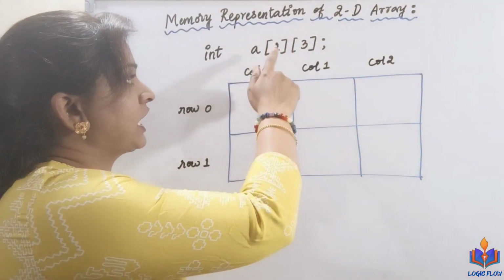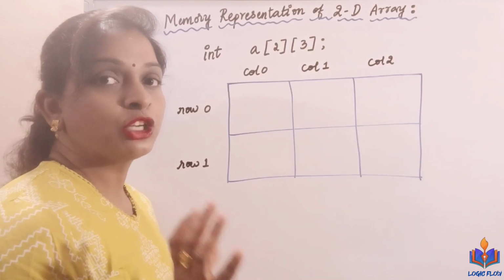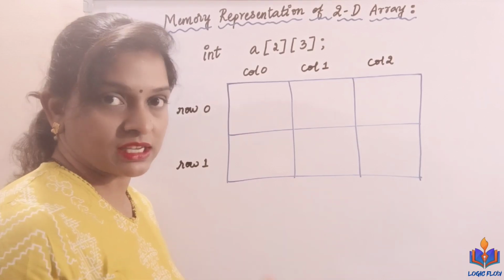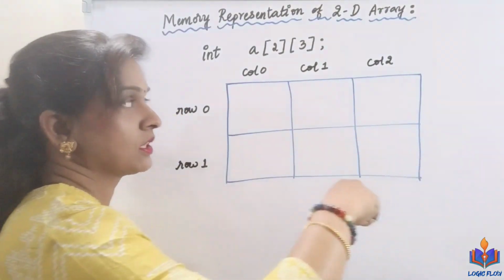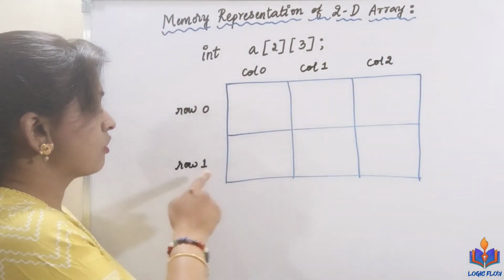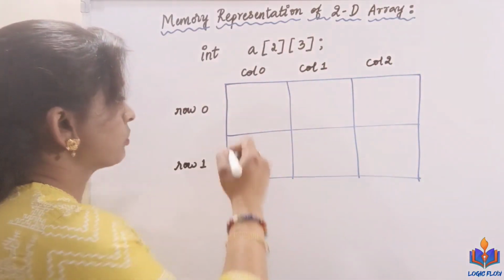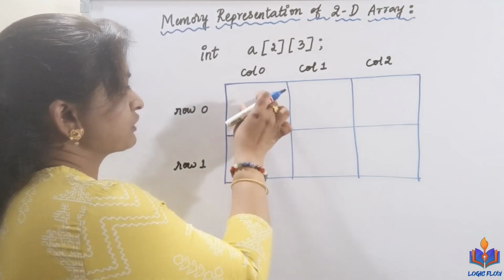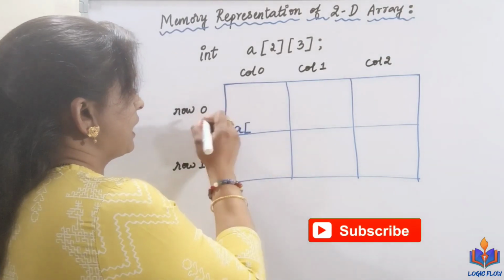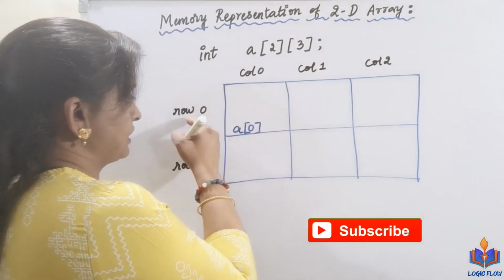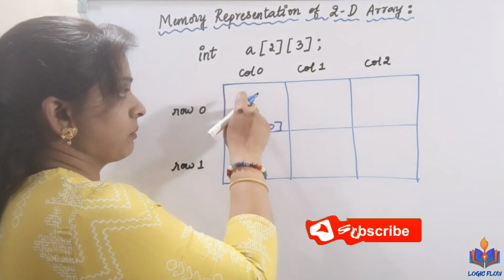For the declaration int a of 2 and 3, so it is 2 cross 3. I need to represent the memory to store 6 elements. So 2 rows and 3 columns. So here row 0, row 1, column 0, column 1 and column 2. So what will be the index of the first element? It is the array name A followed by the index row 0, column 0. So A of 0, 0 is the first element.